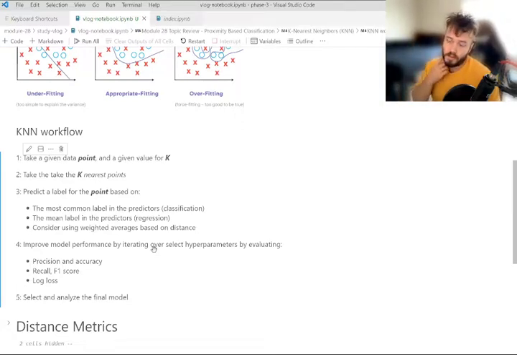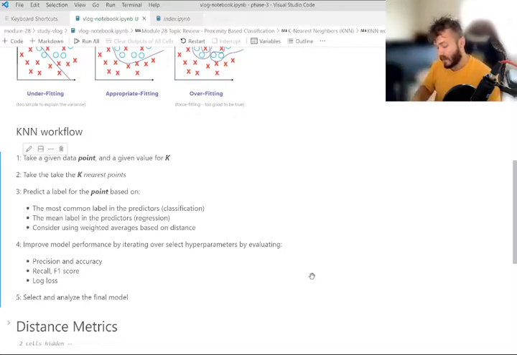So that's probably a good idea. And at some point, if you're iteratively improving your model, you're probably going to use weighted averages, and it's going to be penalized based on the distance the predictor point is from the target point. Anyway, so you can improve your model performance by iterating over select hyperparameters.